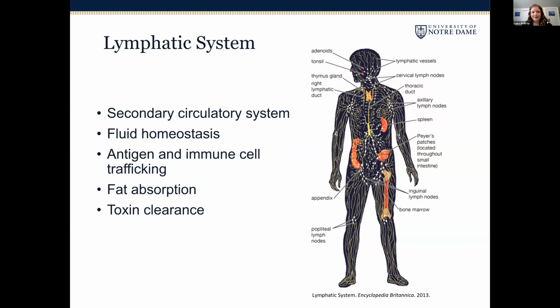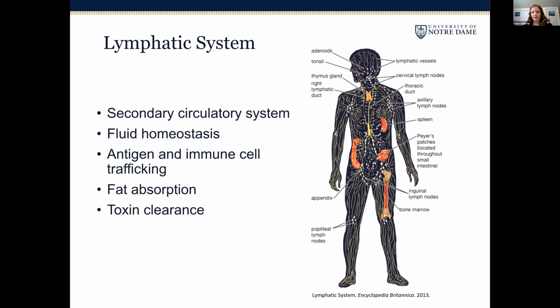I just want to highlight quickly, we've already talked about it a little bit this morning in the previous talks, but the lymphatic system pervades our entire body, and it's a secondary circulatory system. It has a multitude of diverse roles, but most importantly, it transports our interstitial fluid, as well as has lots of roles with immune function.